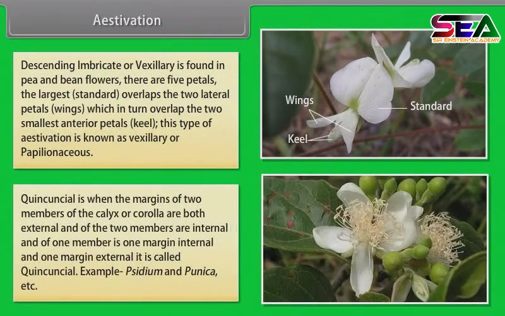Quincuncial is when, of the members of the calyx or corolla, 2 members have both margins external, 2 members have both margins internal, and one member has one margin internal and one margin external. Then it is called quincuncial. Example, Psidium and Punica, etc.